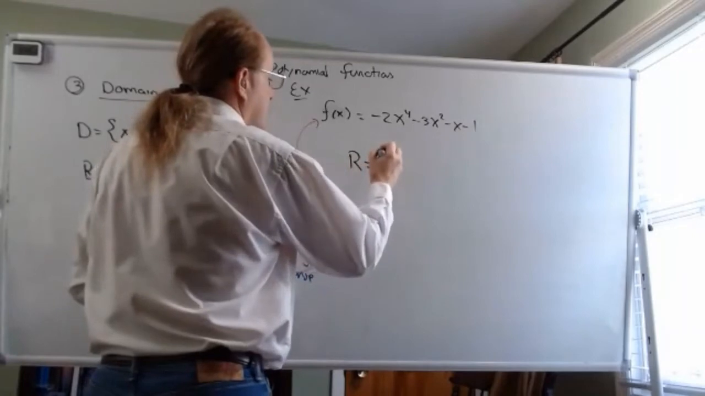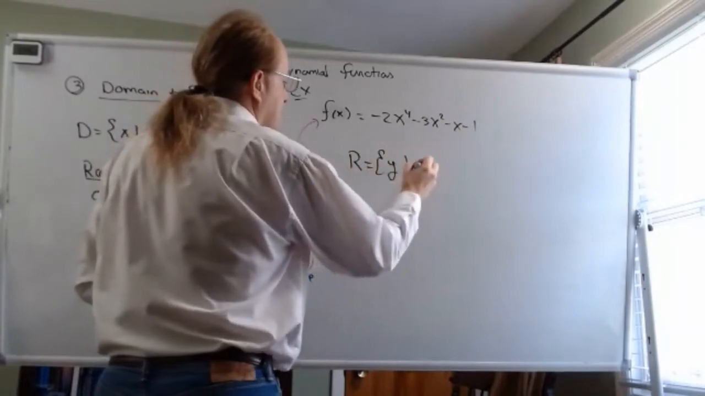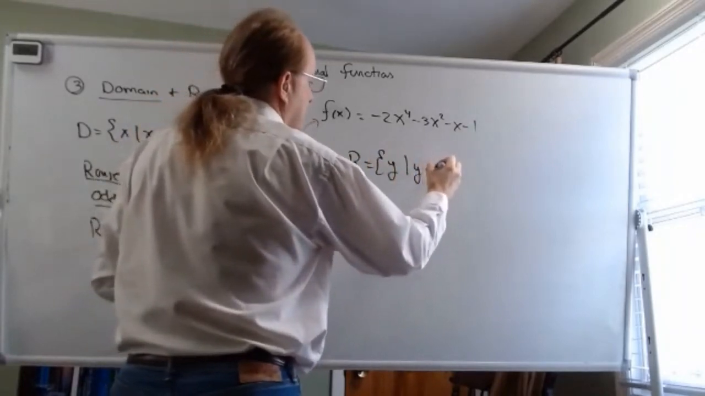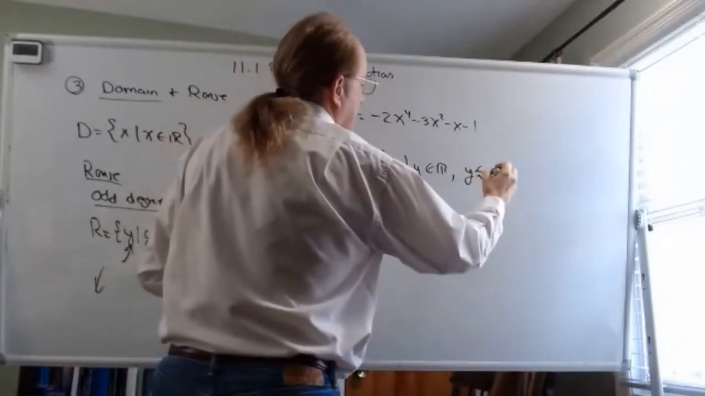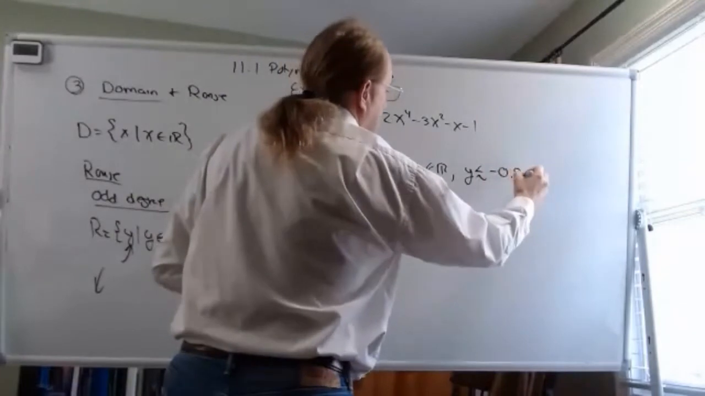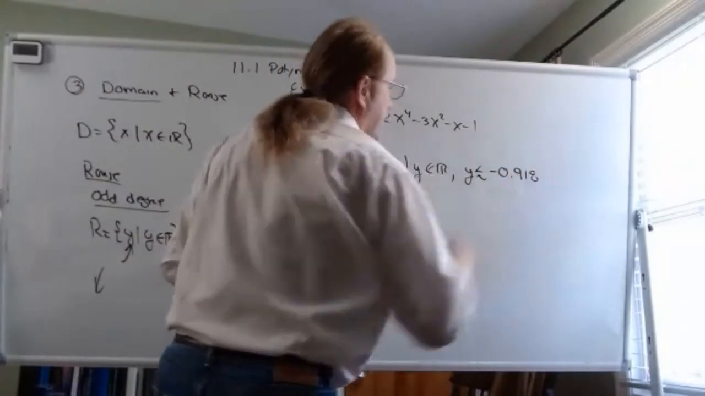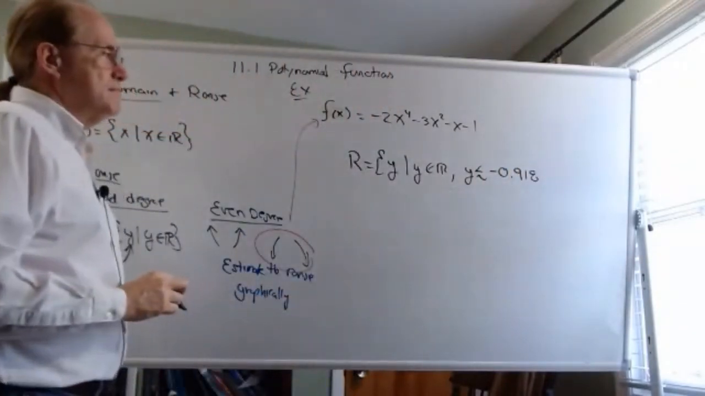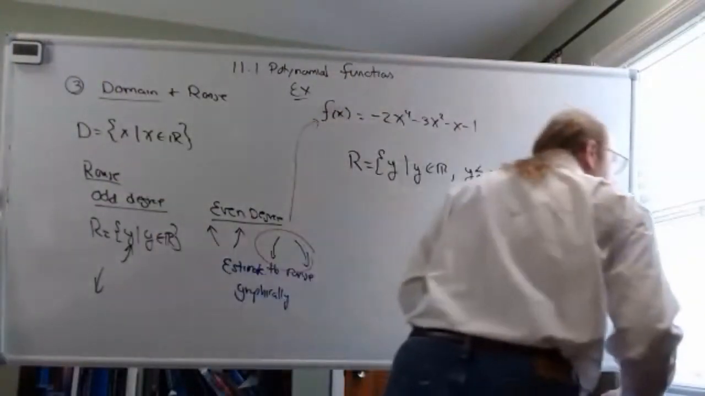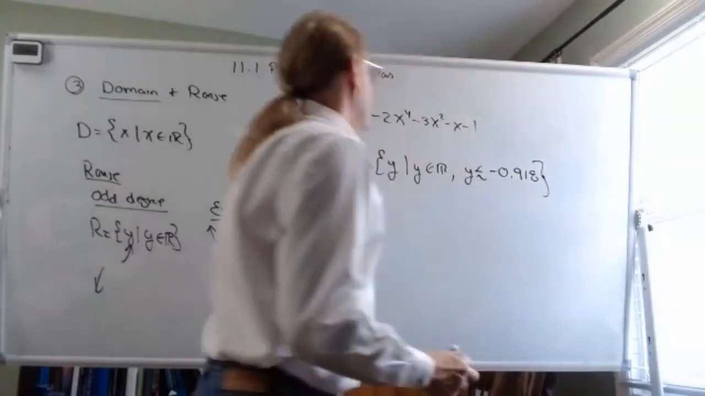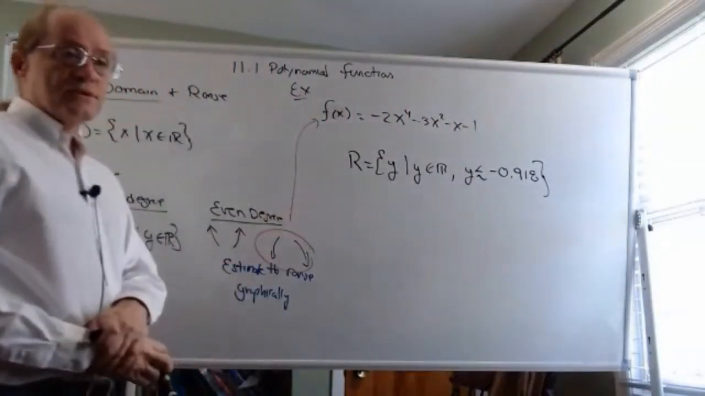So the range is the set of all elements y, such that y is a real number, and y is approximately less than or equal to minus 0.918. I looked at it correctly. So there's a range. We have all of that there. Okay, simple enough. That's all you need to do.